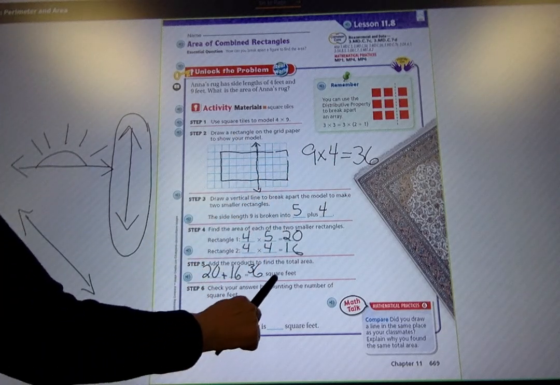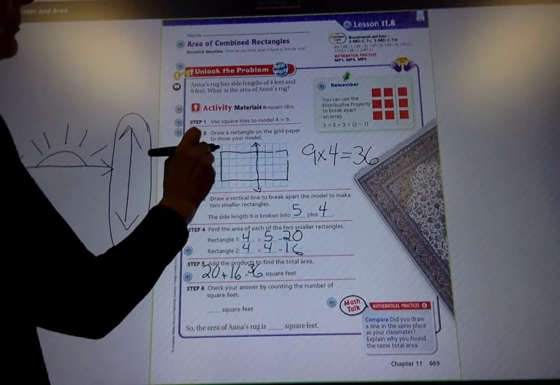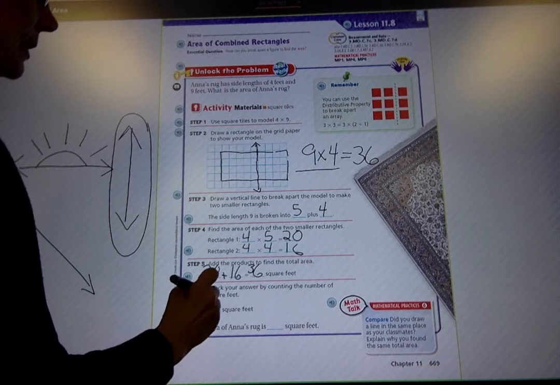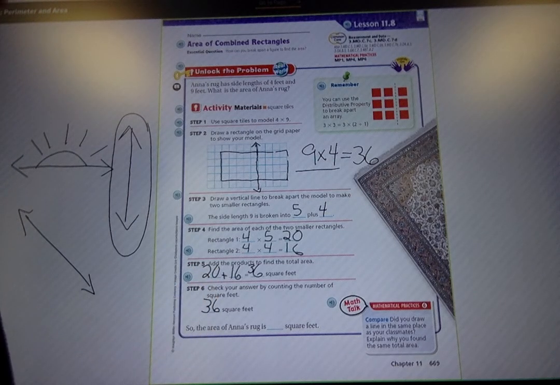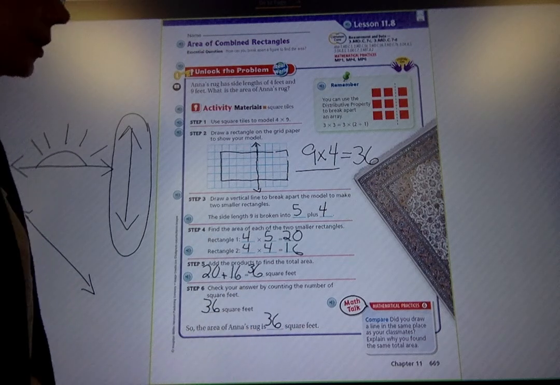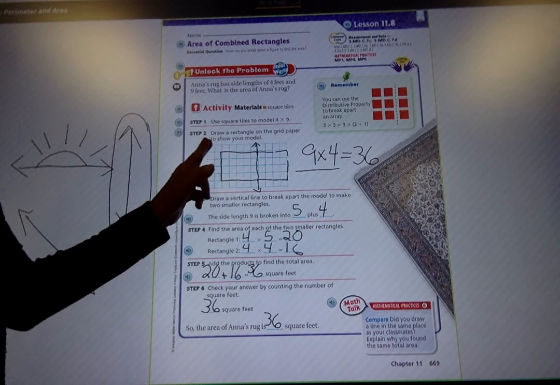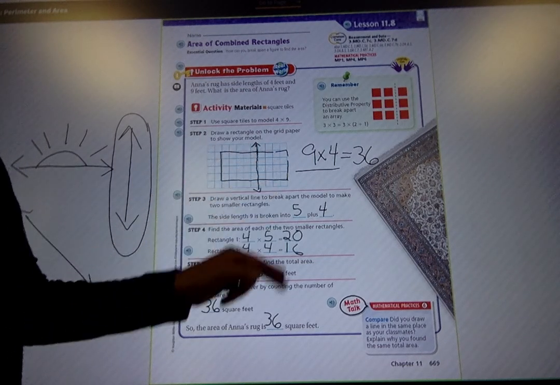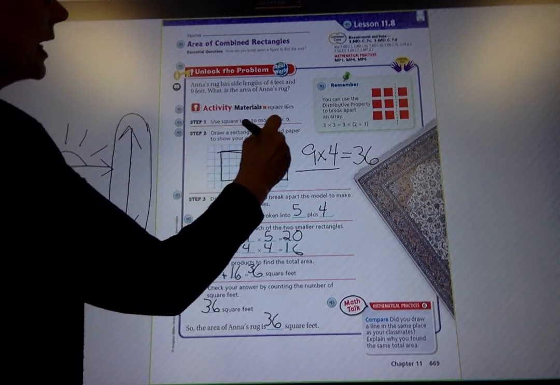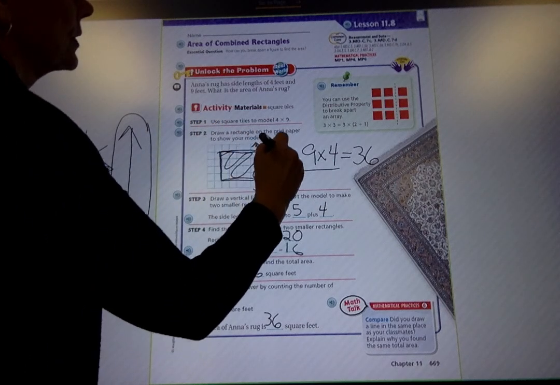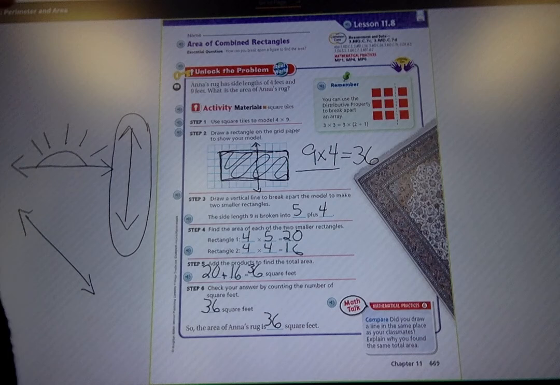Let's go ahead, check your answer by counting the number of square feet. And just checked it by multiplying. 9 by 4, and we do get 36 square feet. So the area of the rug is 36 square feet. Remember, area, we label it as square feet because it's going to be all the squares that fill the entire shape. Perimeter is just the edges, just the outside edges. Area is all of the square feet inside. Let's go to the next page, 670.